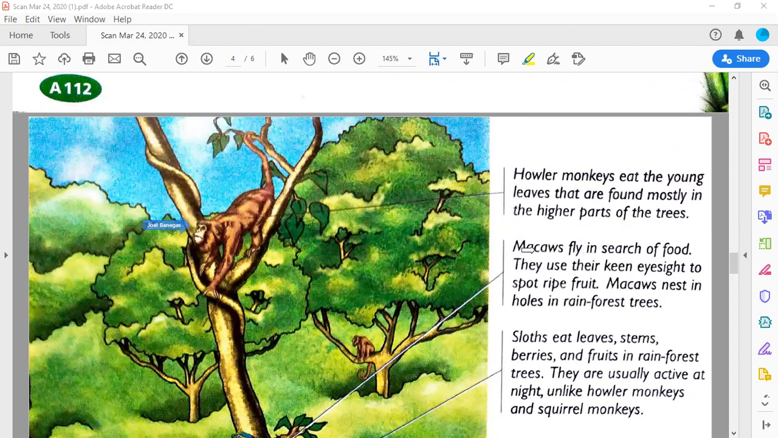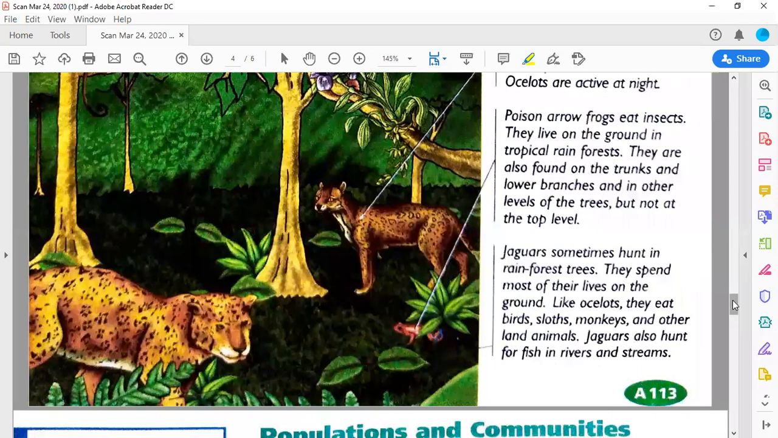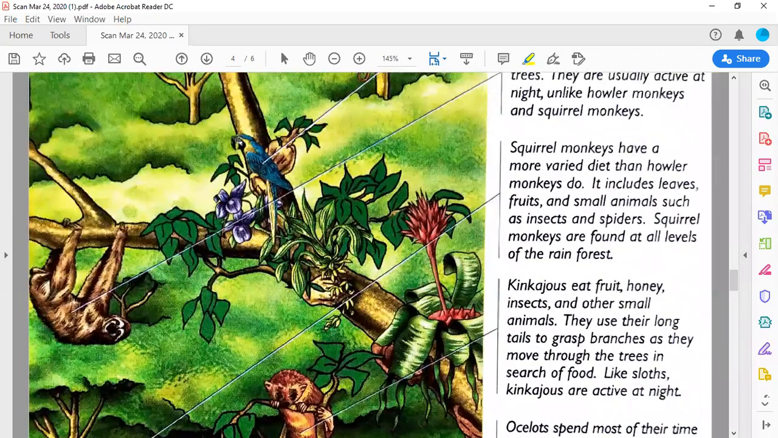Look, this is a monkey, and it's a howler monkey. It's the young leaves that are found mostly in the higher parts of the trees. And then we have the macaws. All right, let me scroll down a little bit. I'm going to clear up all these things over here. All right, and then the macaws fly in search of food as well. It's just over there. Okay, so we can see the macaw over here, which is this one.